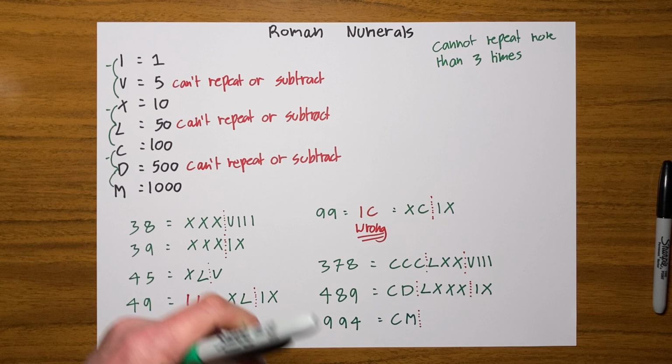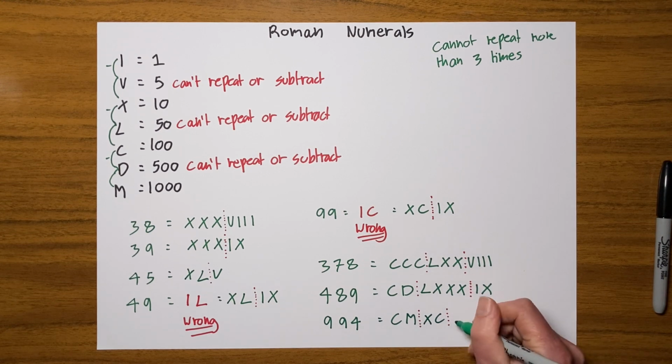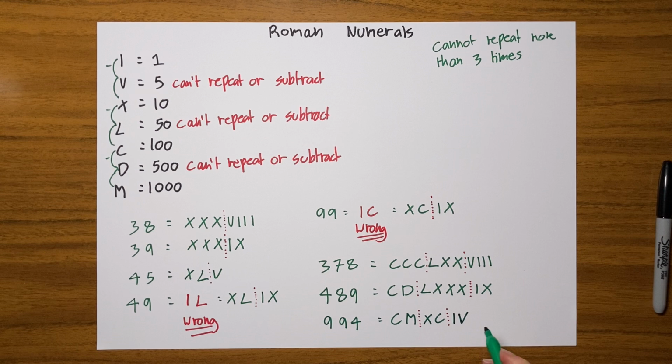90 is going to be 10 less than 100. So that's going to be XC. So that's my tens column done. And then lastly, 4 is going to be 1 less than 5 to give me 4. So I've got 900, 100 less than 1,000. Got 90, 10 less than 100. And I got 4, 1 less than 5.